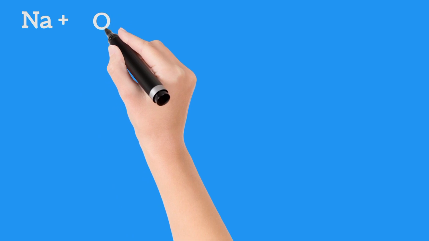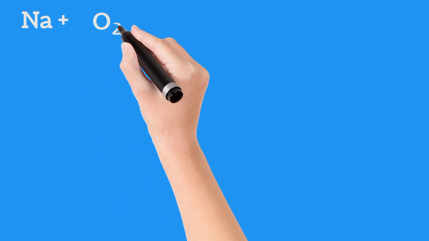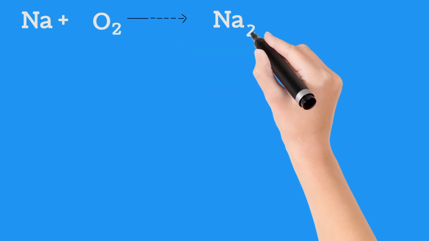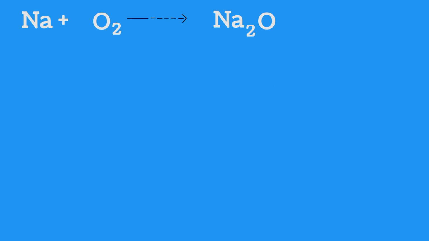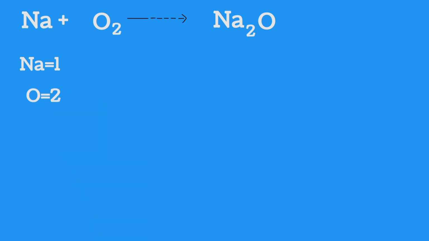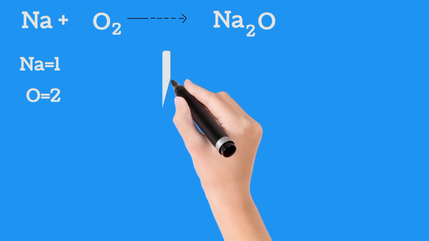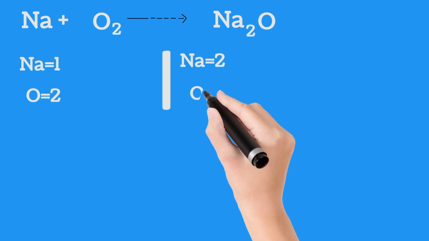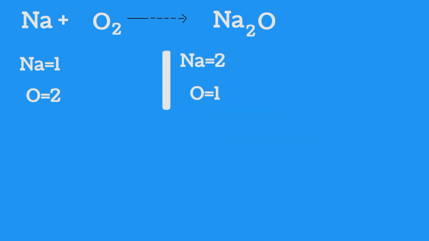For example, if sodium reacts with oxygen to form sodium oxide, the symbol for sodium is Na, that for oxygen is O2, and the compound form is Na2O. Let's check the number of atoms on both sides. On the left, we have 1 atom of sodium and 2 atoms of oxygen. On the right, Na2O, 2 atoms of sodium, and O, 1 atom of oxygen. The number of sodium is not balanced, and the number of atoms of oxygen are not balanced either.